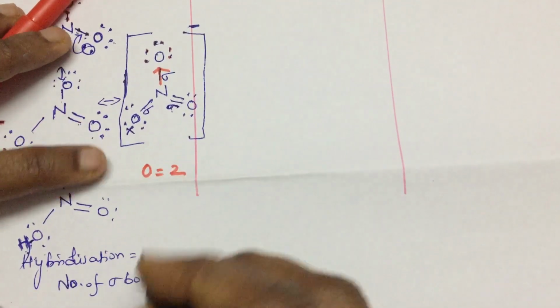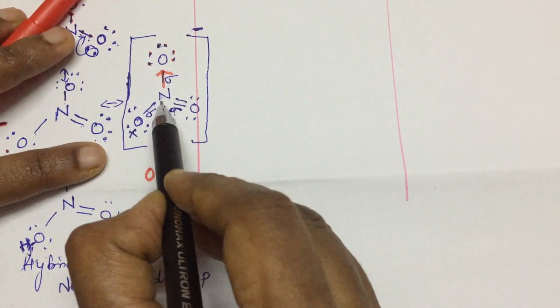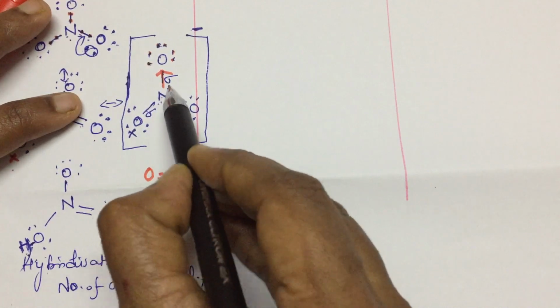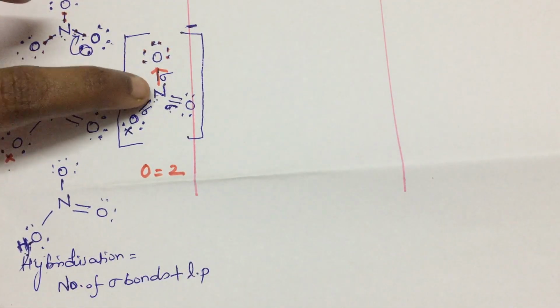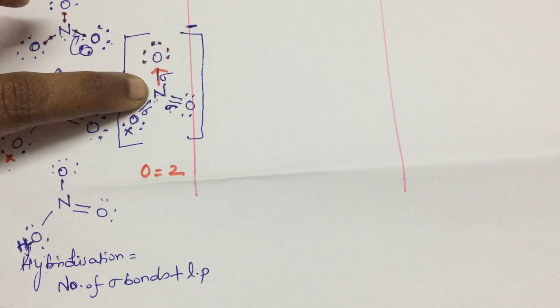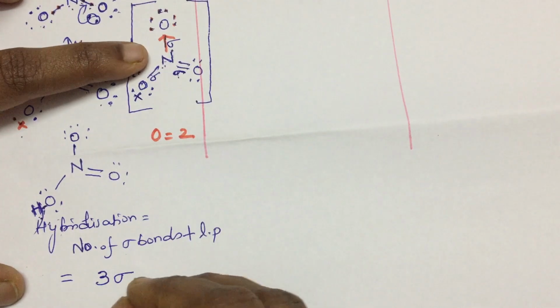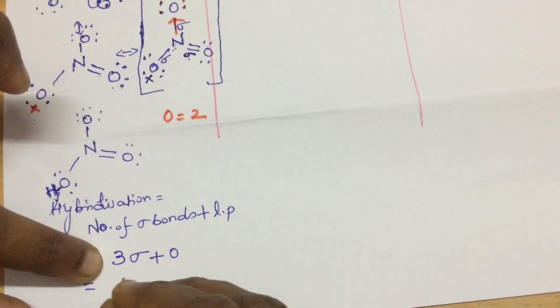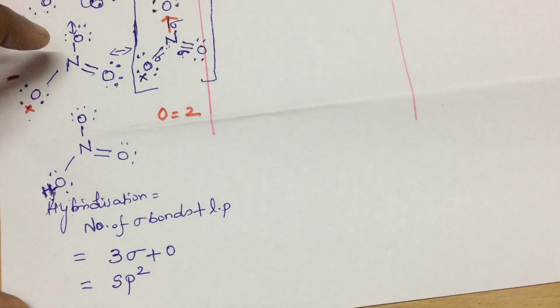So how many sigma bonds? 3 sigma bonds. And on nitrogen, is there any lone pair? No lone pair on nitrogen. So students, we have to consider only the central atom to find out the hybridization. We are finding the hybridization only for nitrogen here. So this is 3 sigma and no lone pair, so it is 3. So sp2, this is an sp2 hybridization.